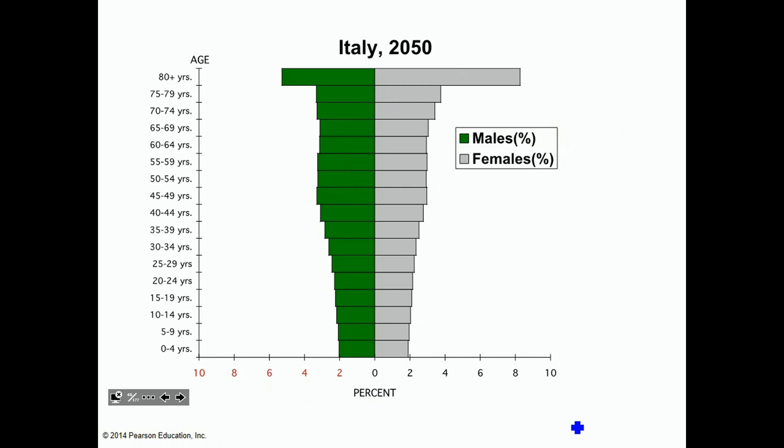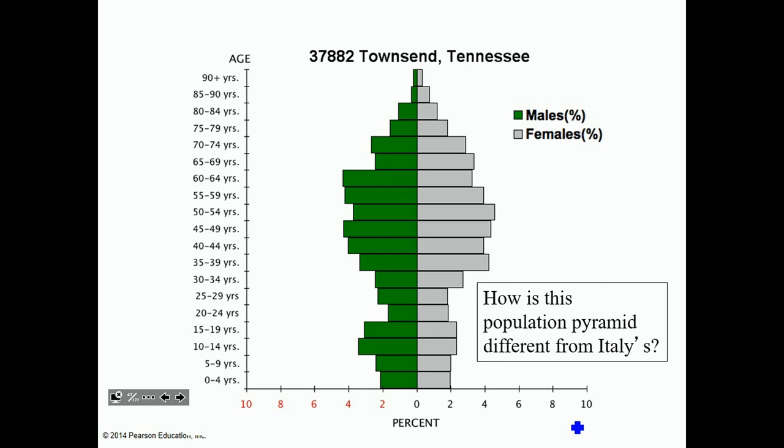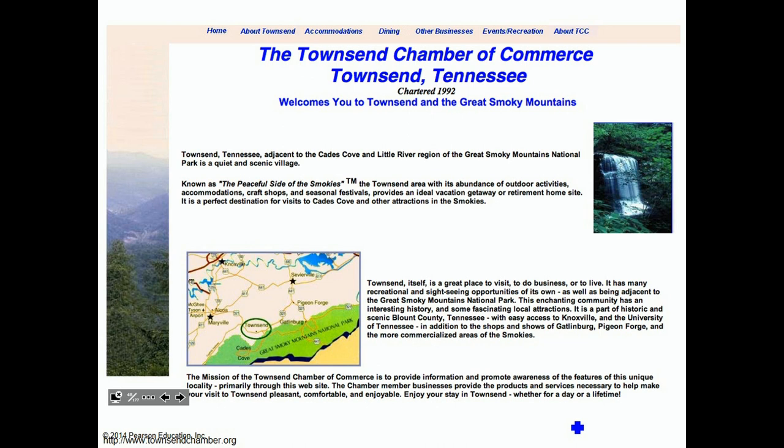Towns in Tennessee, you can also use population pyramids on a local level. How is this population pyramid different from Italy's? Well, I think we've got a graphic in here. I want to say it is a quiet little area, peaceful side of the Smokies. I want to say there's also some retirement regions here. It's going to have a direct impact on the way the population looks on a local scale.